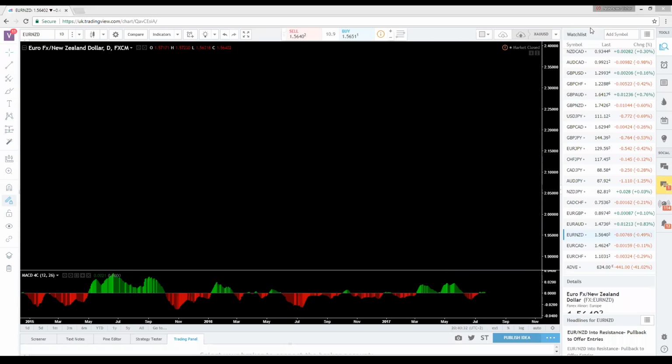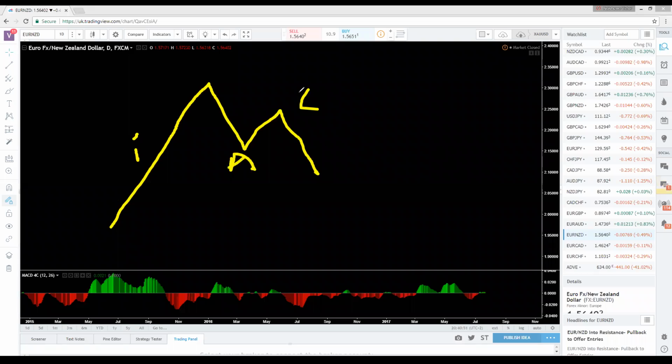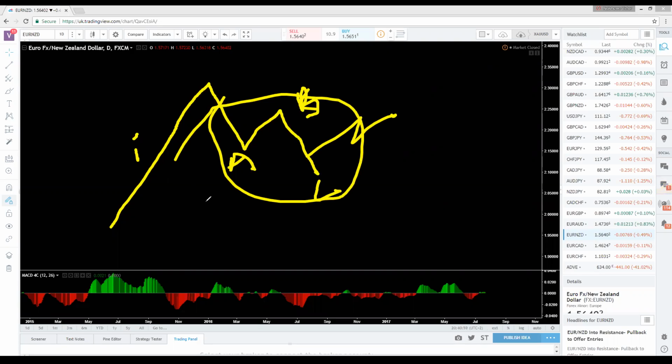So this is what I was saying, 3 corrective structures that I'm going to share with you. First of all, you always get an impulse, and then after the impulse, you get a correction. This is your impulse, this is your correction. This one is your A, B, C correction. This is what we call a zigzag. That is the first structure I'm sharing with you. This is the simplest one you can find.